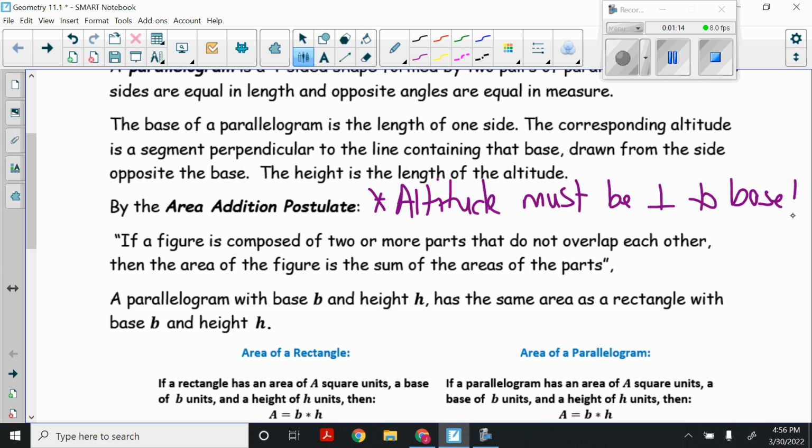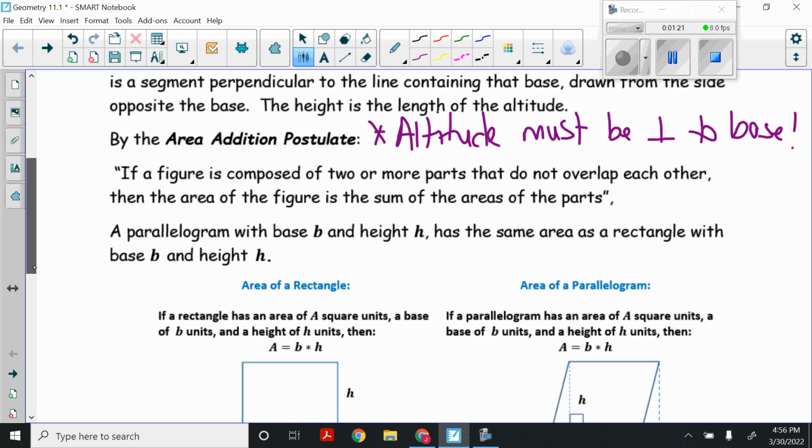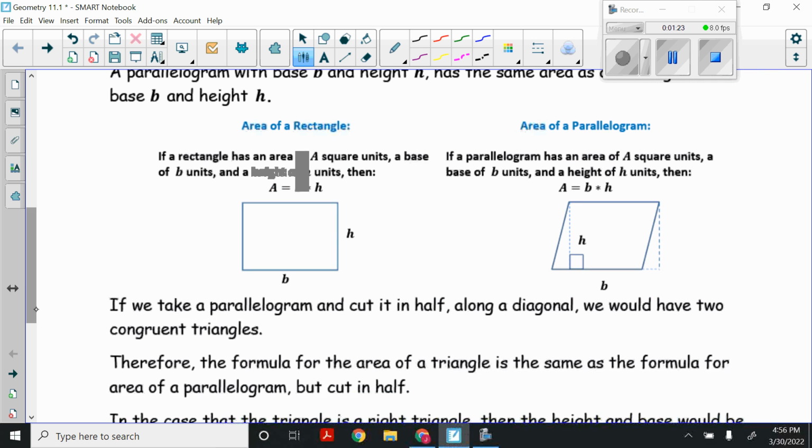A parallelogram with base b and height h has the same area as a rectangle with base b and height h. So we know the area of a rectangle is base times height. We know the area of a parallelogram is also base times height. If we take a parallelogram and cut it in half along a diagonal, we would have two congruent triangles. Therefore, the formula for the area of a triangle is the same as the formula for the area of a parallelogram, but cut in half. And we know that the formula for the area of a triangle is 1/2 base times height.